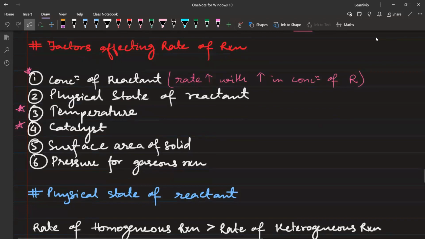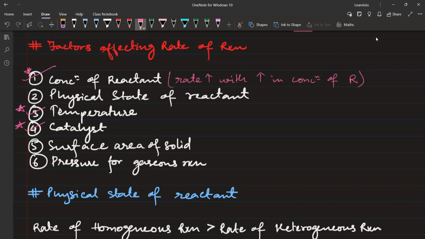Now, there are factors affecting the rate of reaction. We have discussed the concentration of reactant. It is very important. The basic idea is that rate increases when there is an increase in the concentration of reactant. We will discuss physical state. Temperature we have to discuss; it is also very important. Catalyst is important for us. Surface area of solid and pressure of the gas. Pressure is for gas reactions. These are not very important, but still we will discuss them.